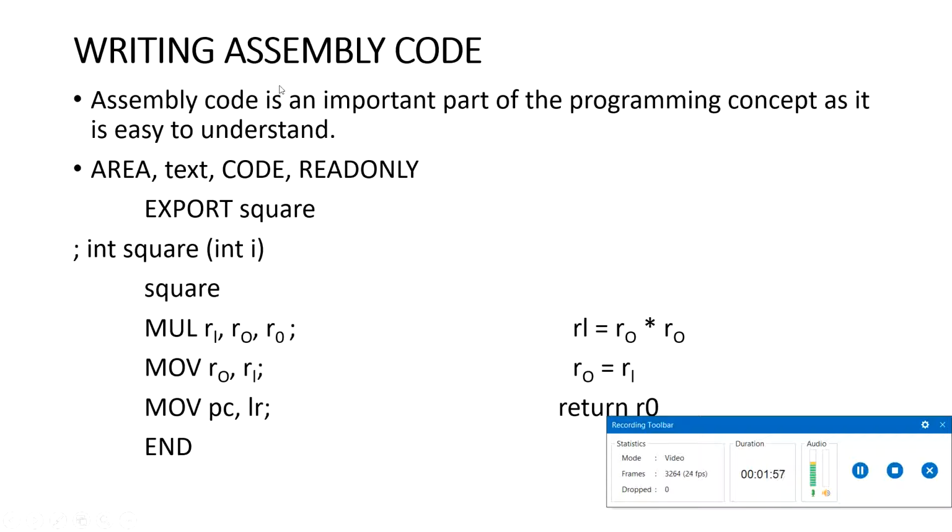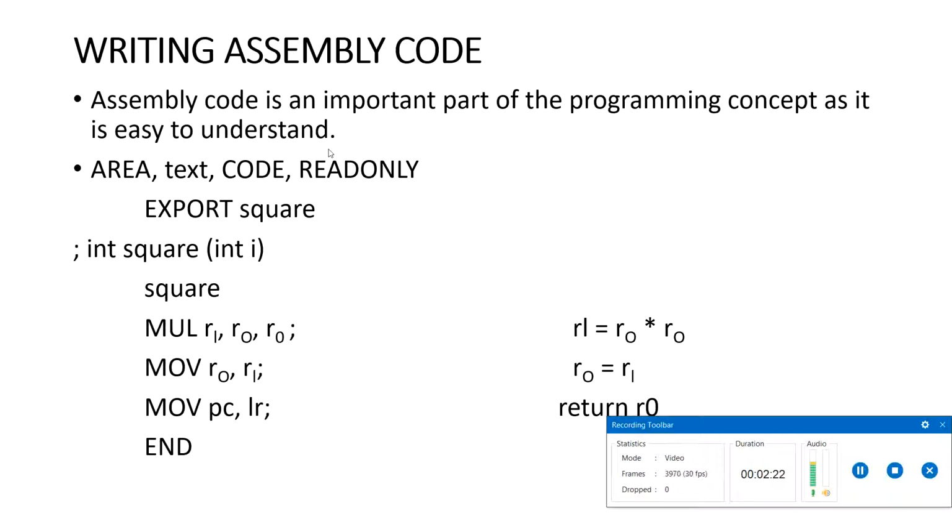So next one is writing an assembly code. As we know, assembly code has to be written using mnemonics, which are the short form of English words, and it is machine dependent. That means it cannot run on other machines; it is particular to a particular machine. So assembly code is an important part of the programming concept, as it is easy to understand for a person who writes the code.